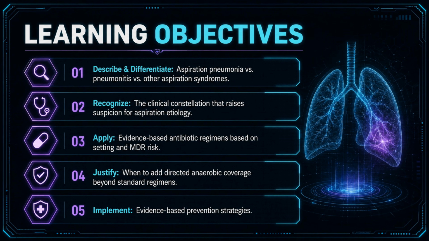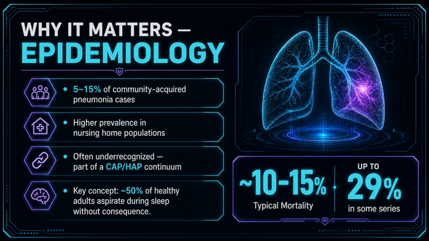We will apply the latest, evidence-based antibiotic selection principles anchored to current clinical evidence, based on the clinical setting and the risk for multi-drug-resistant organisms. Crucially, we will clarify the nuanced approach to anaerobic coverage. Finally, you will be able to justify when to add directed anaerobic therapy beyond standard regimens, and how to implement prevention strategies based on modifiable risk factors. Let's start with why this matters.